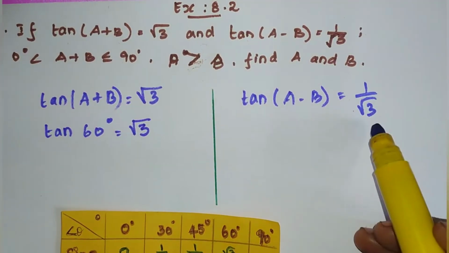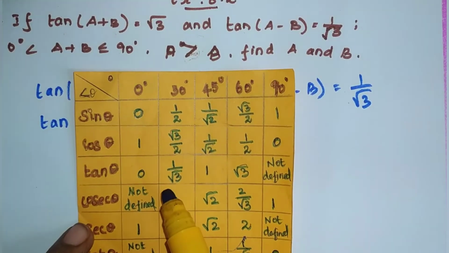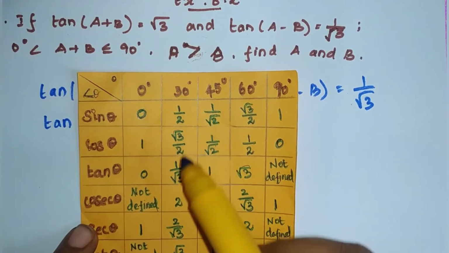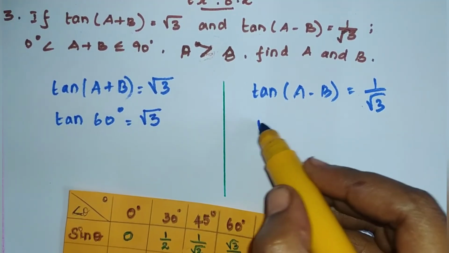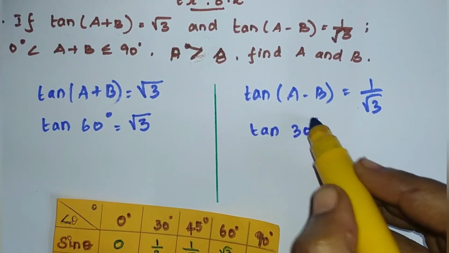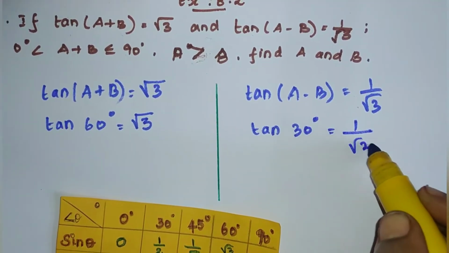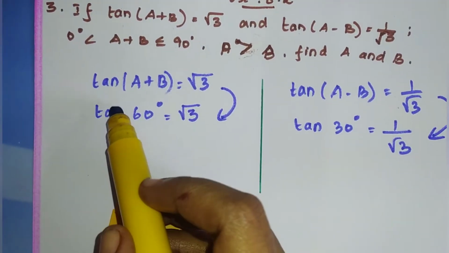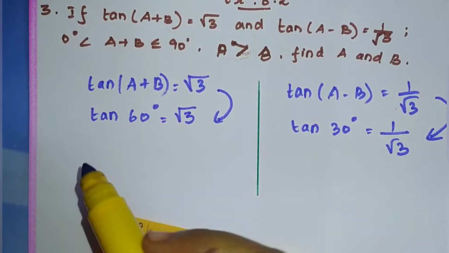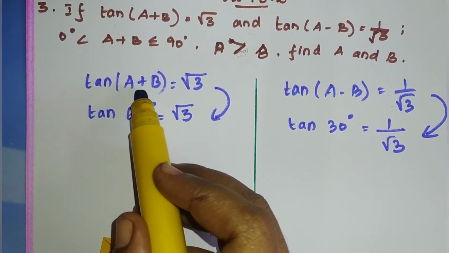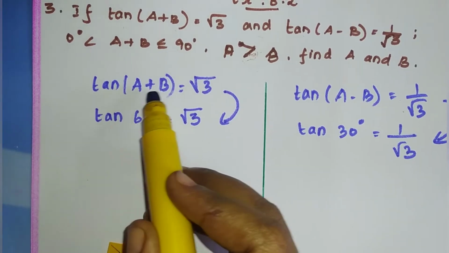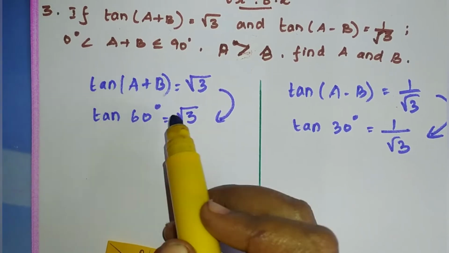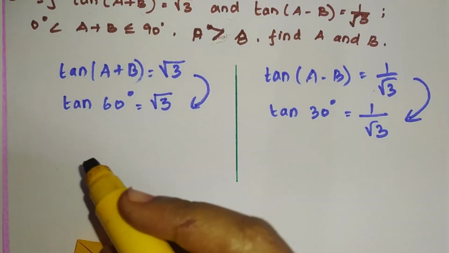And when will you get 1 by root 3? See here, see the table. 1 by root 3 is here, when you get tan 30 degree. So write tan 30 degree is equal to 1 by root 3. Equate these, so we can cancel tan and tan, root 3 and root 3. So remaining is a plus b, and in that place what we have is 60 degree. A plus b is equal to 60 degree.